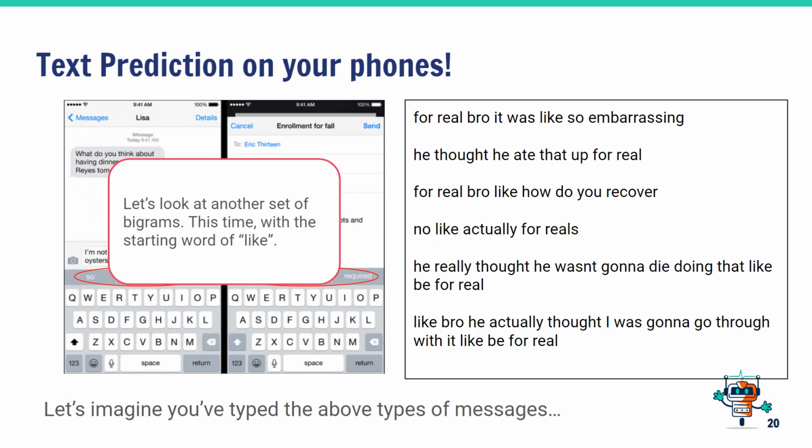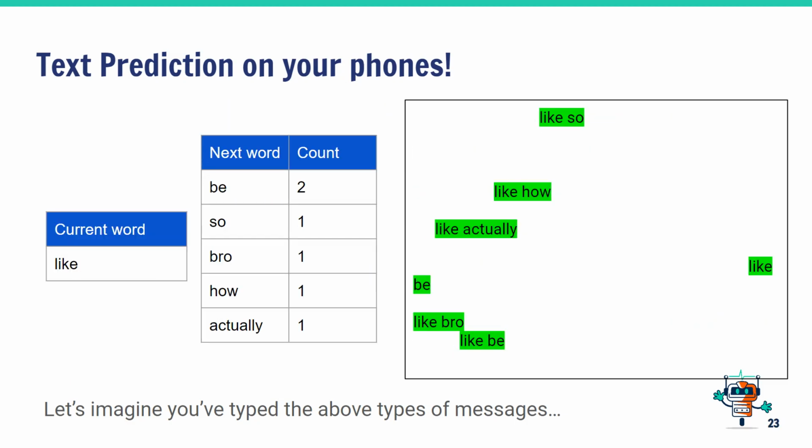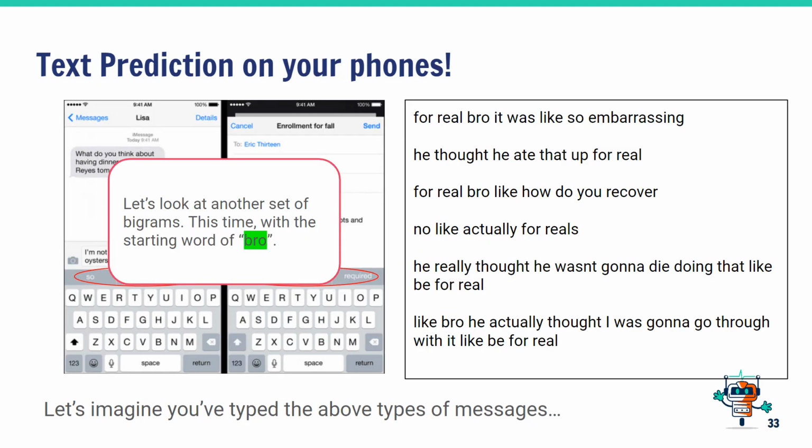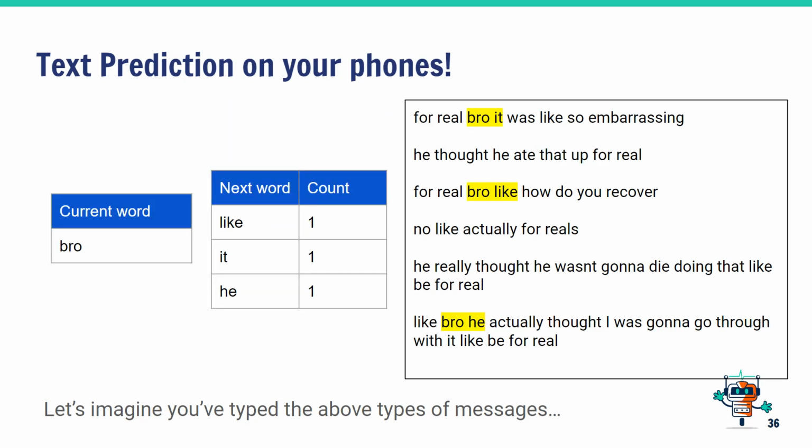Now let's take a look at a second set of bigrams, this time with words starting with the word like. Here are all the bigrams with the first word being like, and we do the same thing. First word is like. There are 2 be's. There's 1 so, there's 1 bro, 1 how, and 1 actually. Let's repeat the process with the first word of a bigram being bro. When the first word is bro, we have like, it, and he, all occurring once.